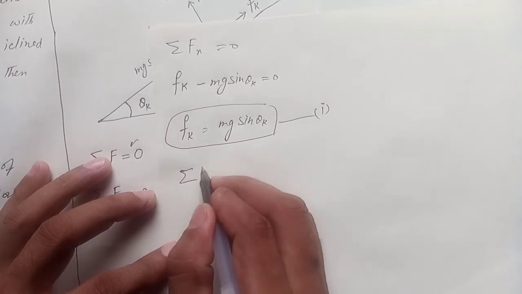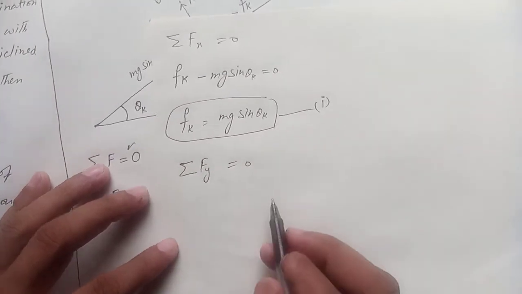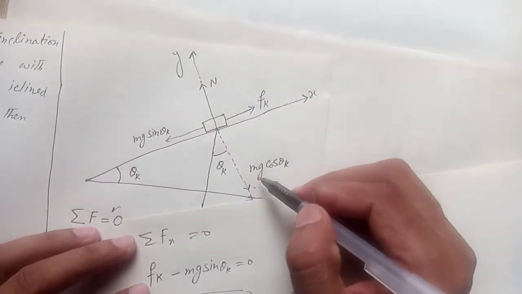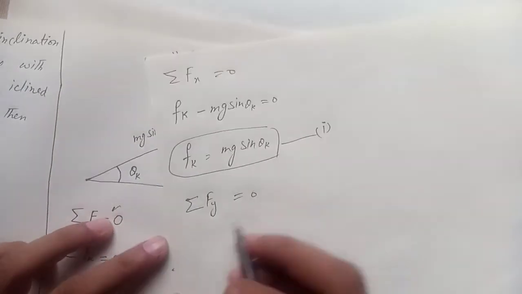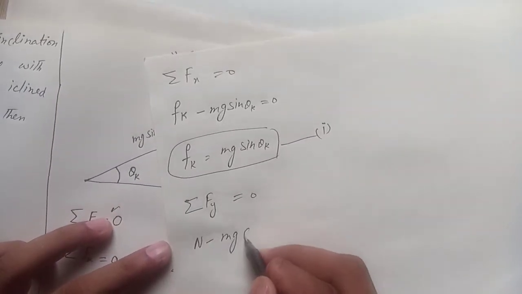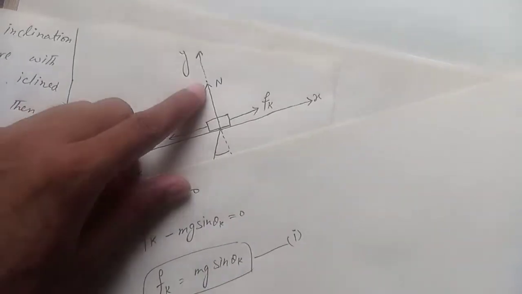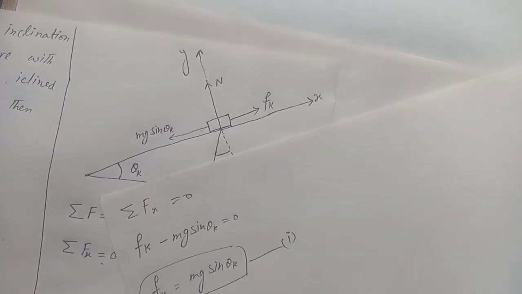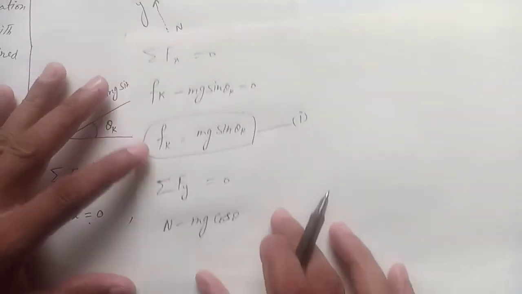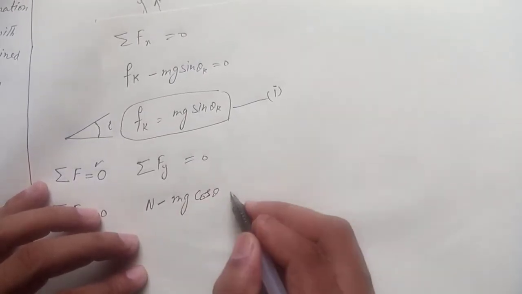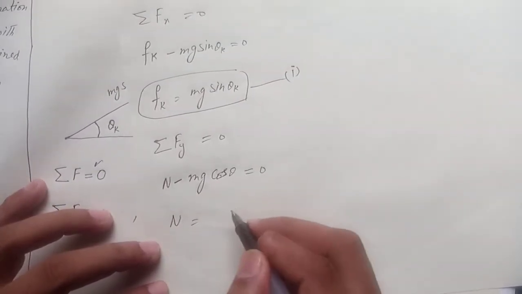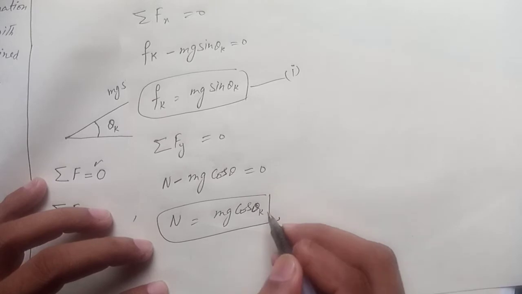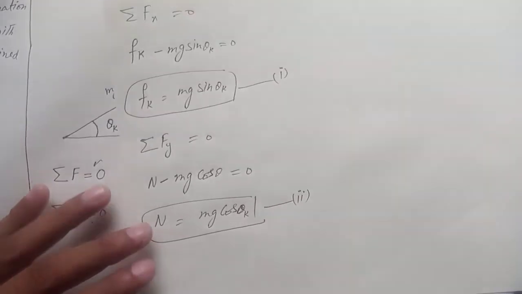Now along the y-axis, the sum of forces is 0, and along the y-axis this force n is acting along the positive direction and mg cos theta along the negative direction, so n minus mg cos theta. Forces along the positive y-axis are taken as positive, and along the negative y-axis are taken as negative. So this force is taken as negative. And from here we find that n is equal to mg cos theta k. So this is equation 2.